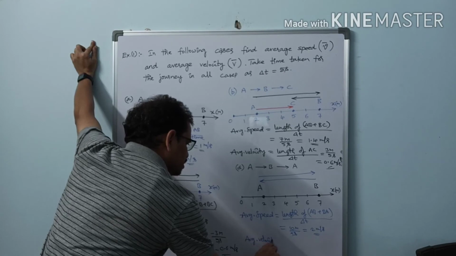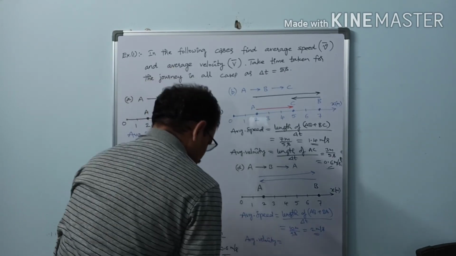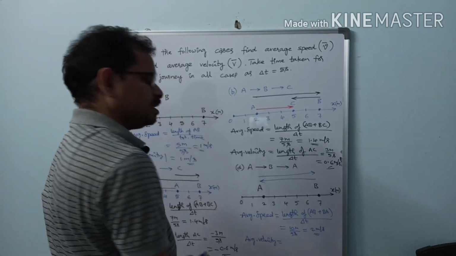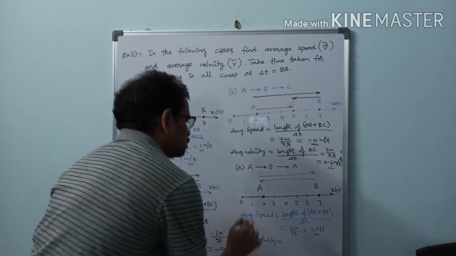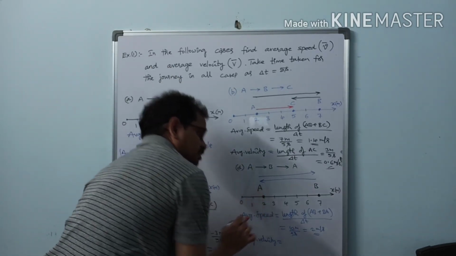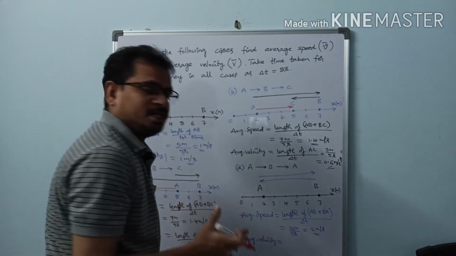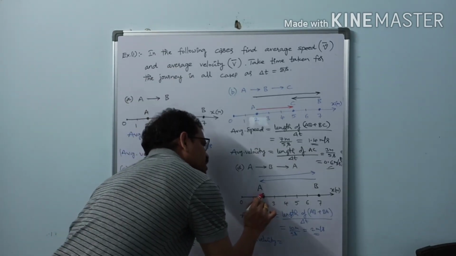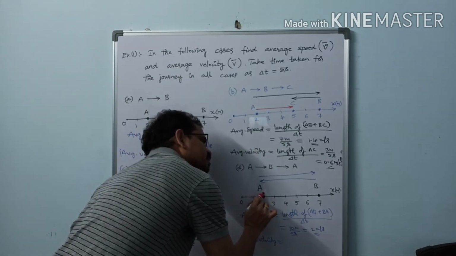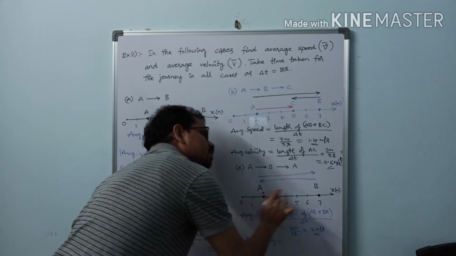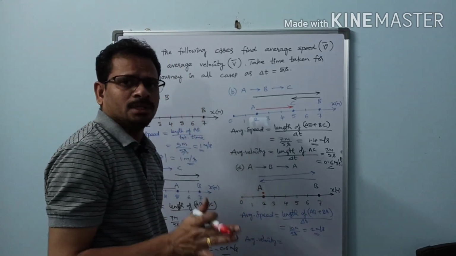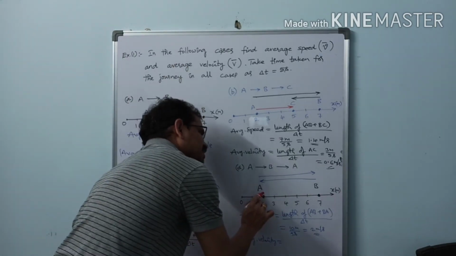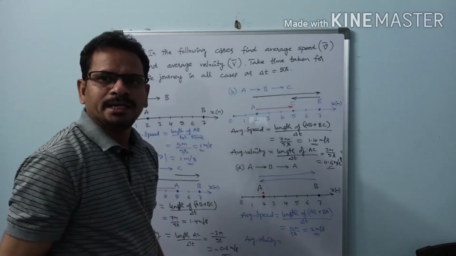Average velocity is equal to total displacement by total time. For displacement, we have to draw a line from the initial point to the final point. What is the initial point? Let me start here. This is the initial point. Where is the final point? No need to bother about other points and no need to bother about the actual path. The final point is A itself. So no need to draw any line.